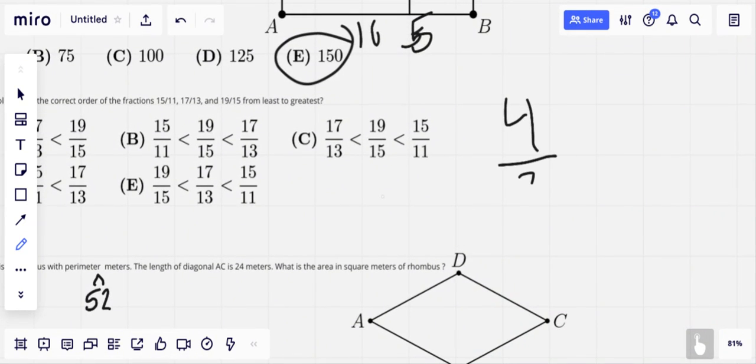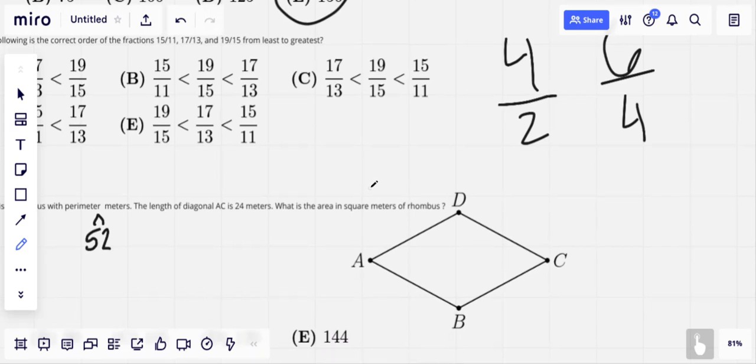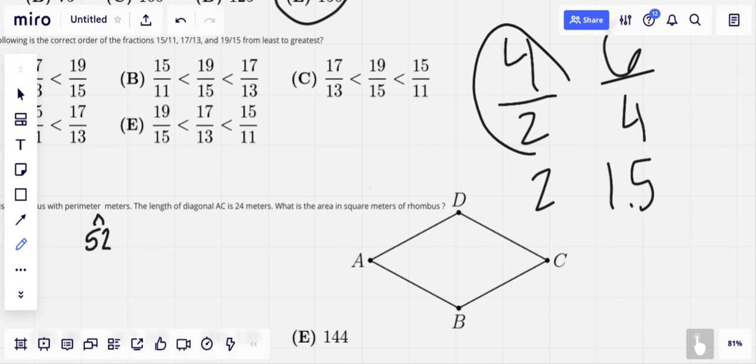So 4 over 2, the difference between the numerator and denominator is 2, and then let's try 6 over 4. Both differences between numerator and denominator are 2, and we can see which one is greater. So 4 over 2 is equal to 2, and 6 over 4 is equal to 1.5. So the smaller one is the correct answer. So fractions that have the smaller values and the same difference between the numerator and denominator will be greater.